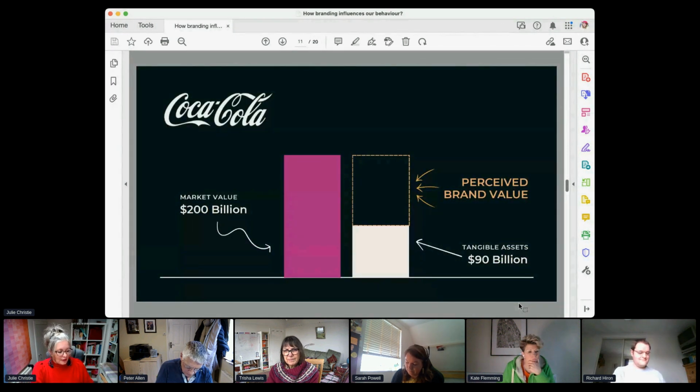Coca-Cola is an interesting one. So a few years ago, they were marketed with a 200 billion market value if they were to sell, but their actual tangible assets are only worth 90 billion. And the rest of it is made up of perceived brand value. So their company is worth so much more money because of the value they have built up with creating such a strong brand and brand perception. And it just shows you how valuable it is to create a strong brand for your business.